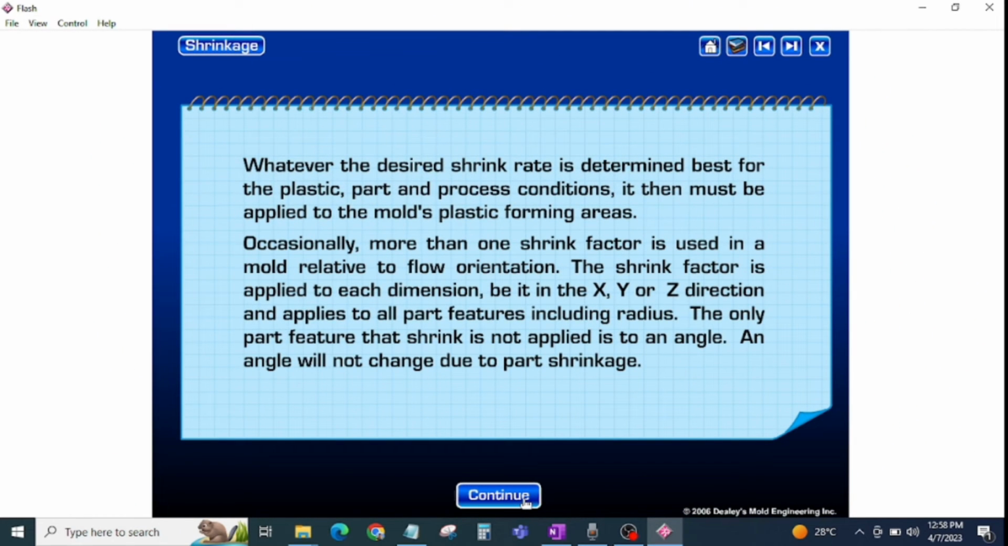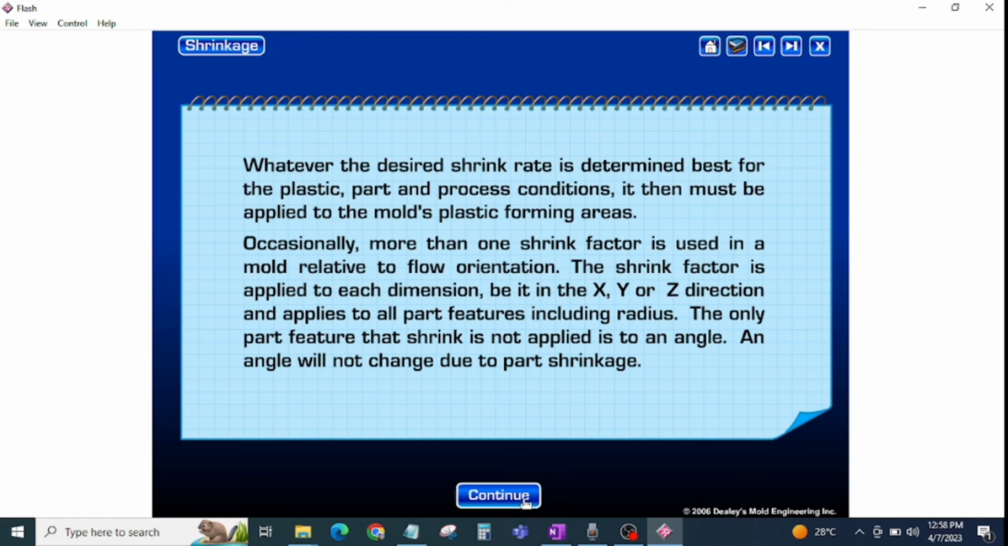Whatever the desired shrink rate is determined best for the plastic, part, and process conditions, it then must be applied to the mold's plastic forming areas. Occasionally, more than one shrink factor is used in a mold relative to flow orientation. The shrink factor is applied to each dimension, be it in the X, Y, or Z direction, and applies to all part features including radius.